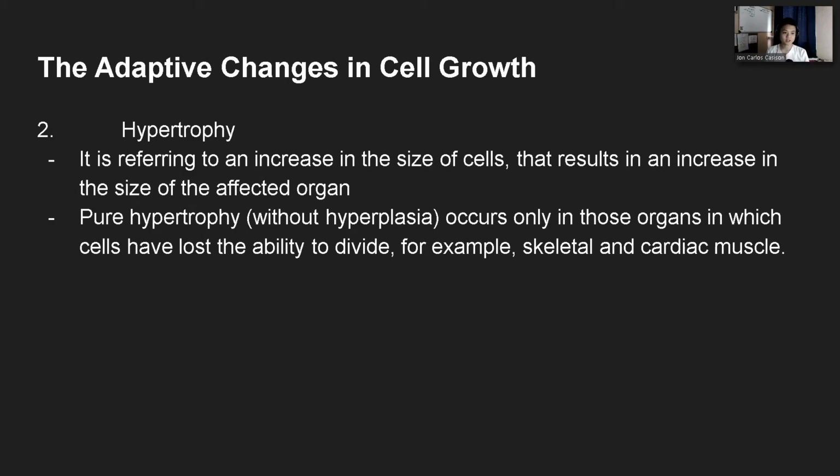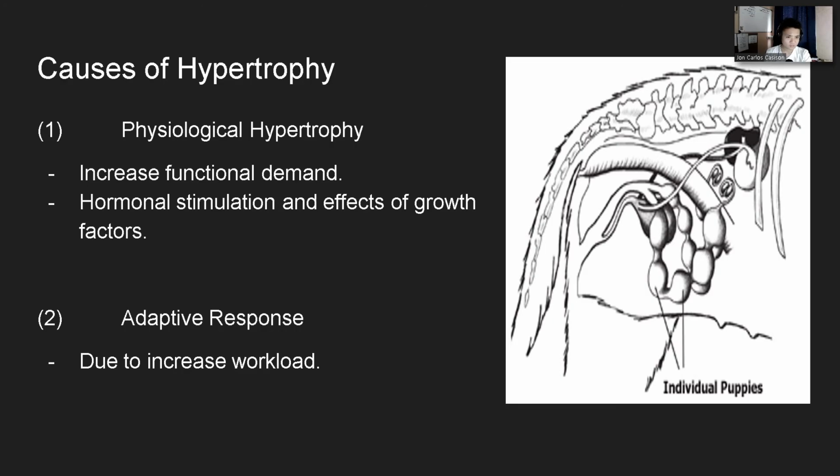Basically, hypertrophy is a way for cells to adapt to stress by expanding themselves, which will increase the performance of an organ. The different causes of hypertrophy are physiological hypertrophy, which involves increased functional demand, hormonal stimulation, and the effects of growth factors. For example, the massive physiological growth of the uterus during pregnancy involves both hypertrophy and hyperplasia and occurs from estrogen stimulation.